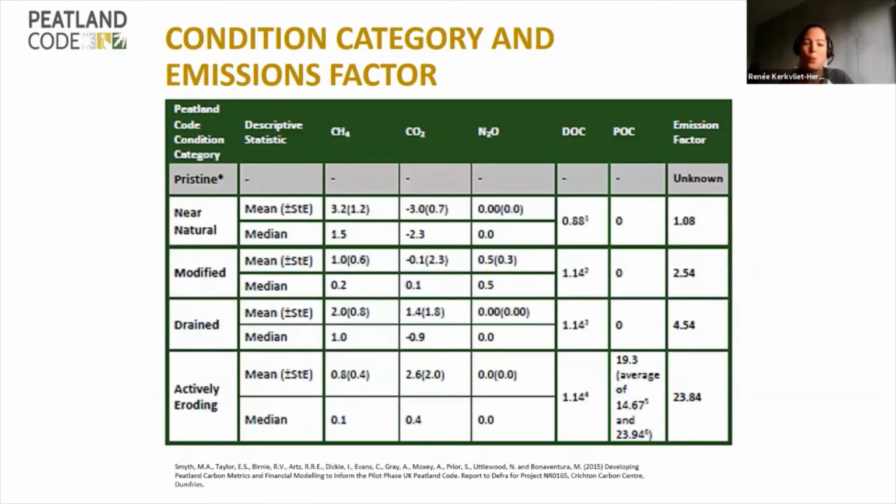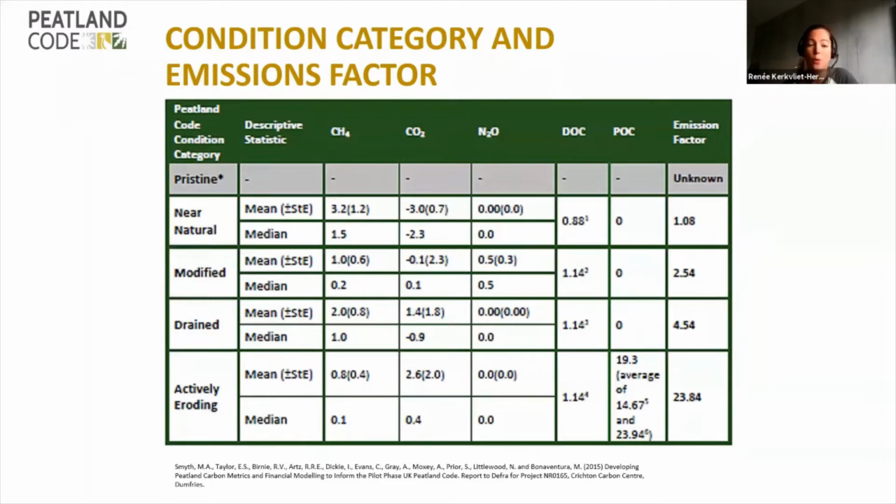This is just to show what kind of numbers went into the emission factors. So we take into account methane, CO2, nitrous oxide, but also dissolved organic carbon and particulate organic carbon. So CH4 is methane, CO2 is carbon dioxide, and all of that. At the moment, our emission factors are being updated to the latest scientific evidence by CH scientists.